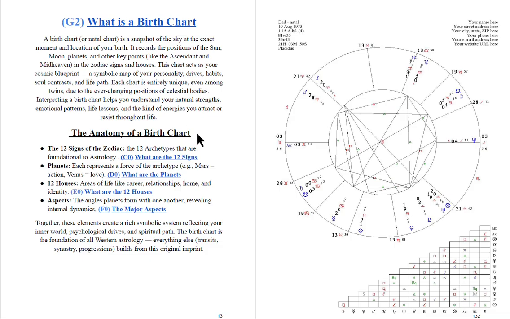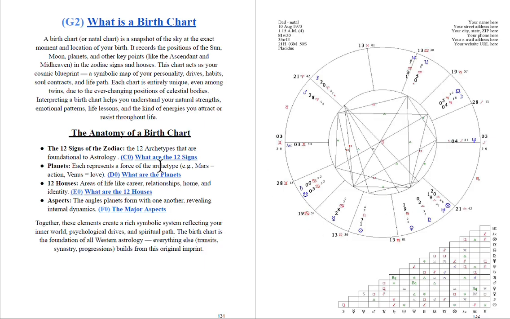Now, when we get into the anatomy of a birth chart, we have 4 bullet points that make up a majority of the interpretation of a birth chart. The 12 signs of the zodiac, the 12 archetypes that are foundational to astrology, which are right here, these little red symbols here, as you see along the circle here and on the outer part of the circle. These right here are the signs. Right here, it talks to the planets.